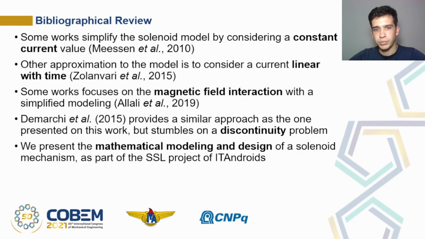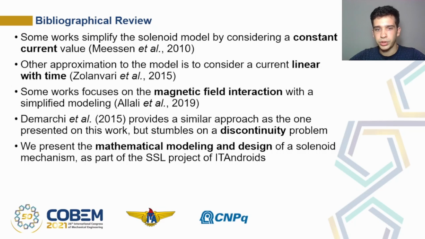Running through a bibliographical review, Maximo et al. developed the model considering the solenoid current to be constant, which is an approximation. Zolavandri et al., on the other hand, consider the current model to be linear with time, that is again an approximation. Aliali et al. had a different approach. It did not focus on the circuit, but rather on the magnetic field of a solenoid.